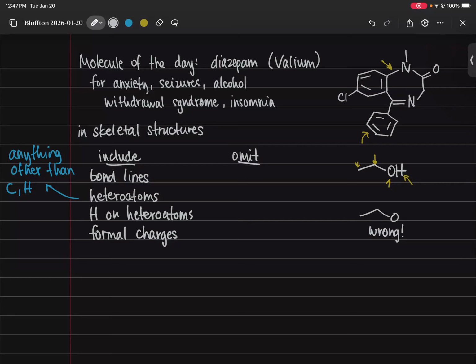Okay, things we're going to omit. We already talked about this, but we're not going to draw the carbons explicitly. Of course, we can still see where they are because they're at each endpoint of a line. In that particular case, there's only one carbon in the structure of Valium that's at the endpoint of a line, and that's up here at the top. All the other carbons are at vertices of lines.